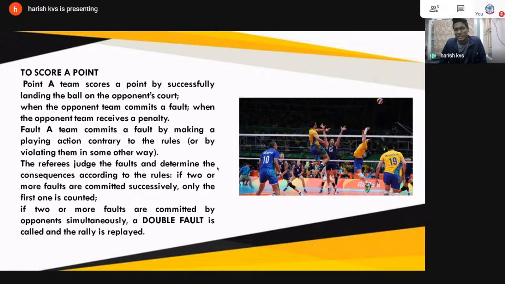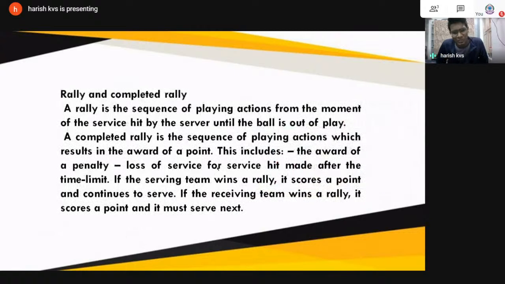The referee judges the fault and determines consequences according to the rules. If two or more faults are committed successively, only the first one may be counted. If two or more faults are committed by the opponents simultaneously, a double fault is called and the rally is replayed. These are technical issues. So let us see what a rally is and what a completed rally is.